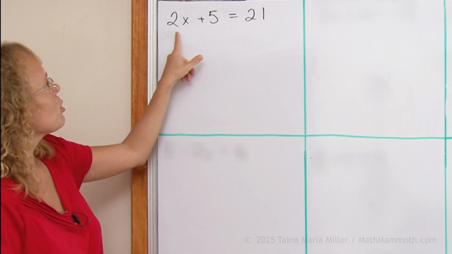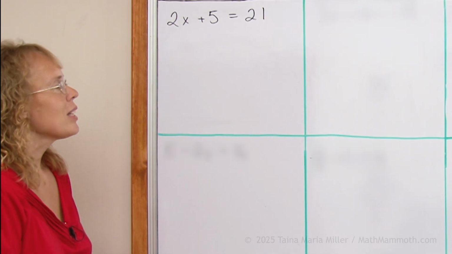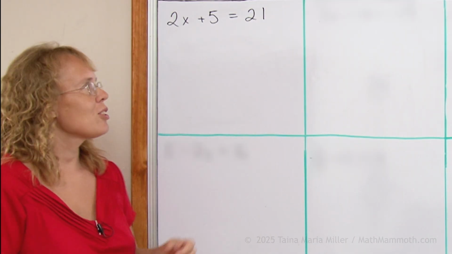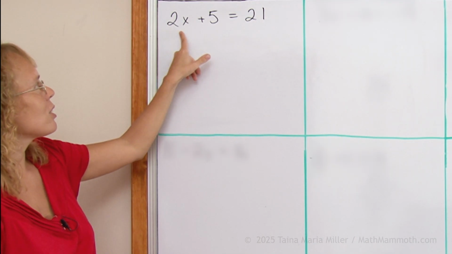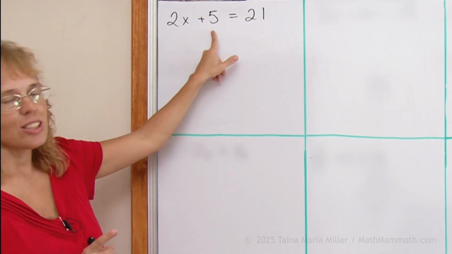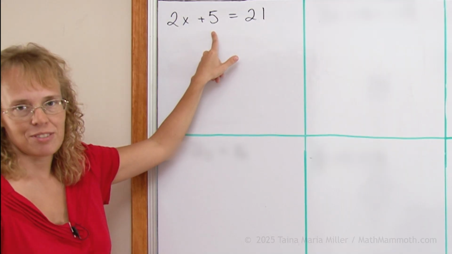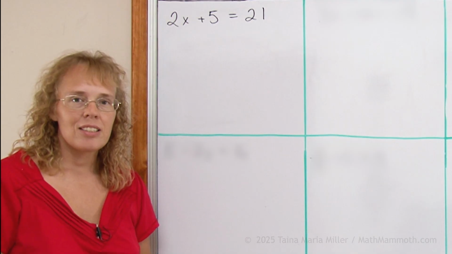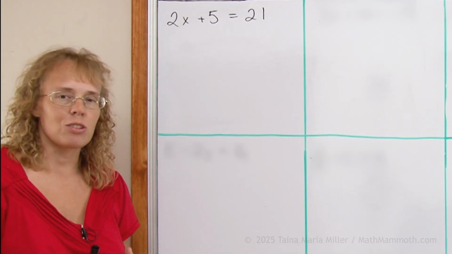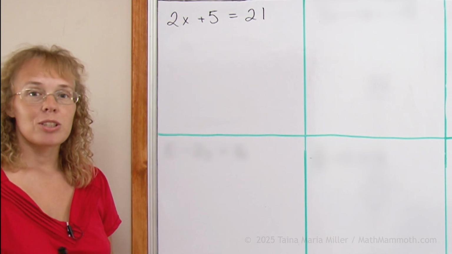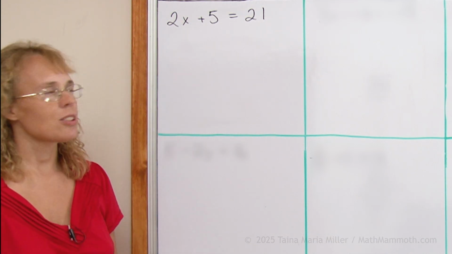Let's start here. 2x plus 5 equals 21. Now, generally there are actually two ways to go about it. You could undo this multiplication by 2 by dividing both sides by 2. Or you could undo the addition of 5 by subtracting 5. But usually one way is a little bit easier, maybe avoiding fractions or something like that. In this case, it is easier to first subtract 5, because then you won't have to deal with fractions.